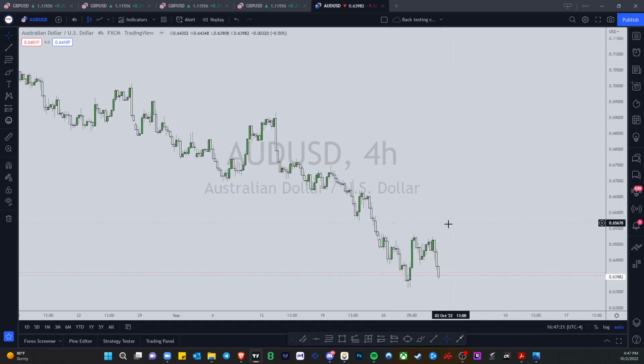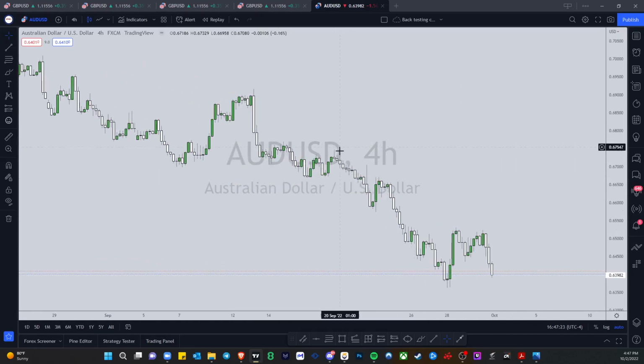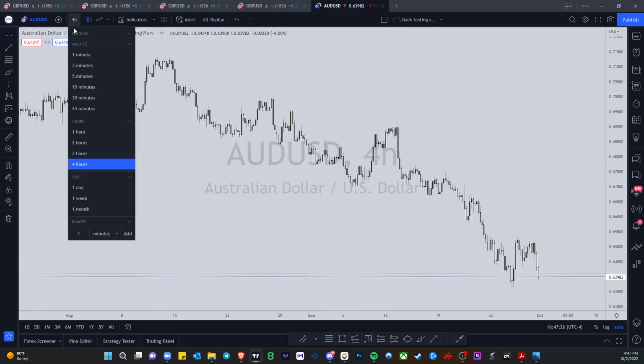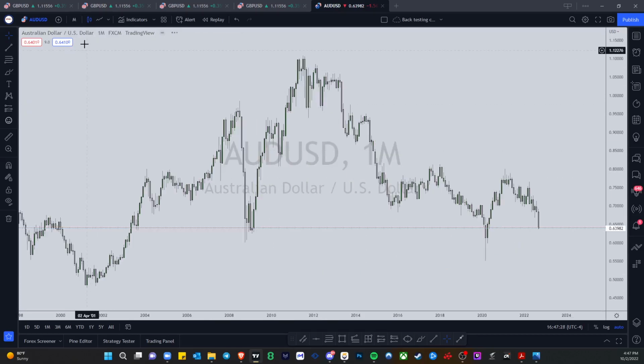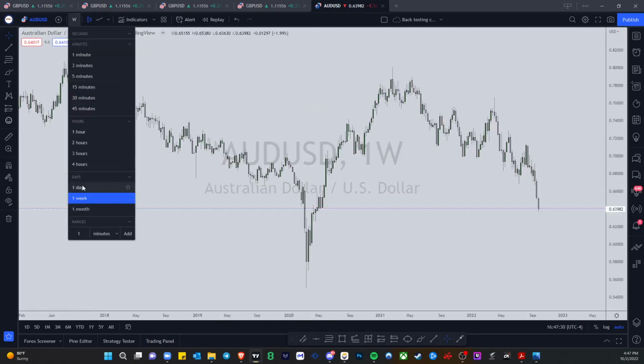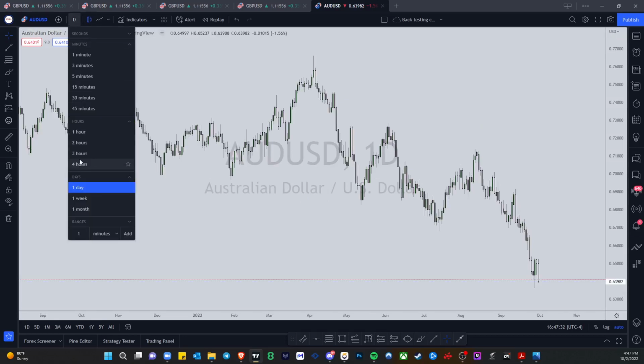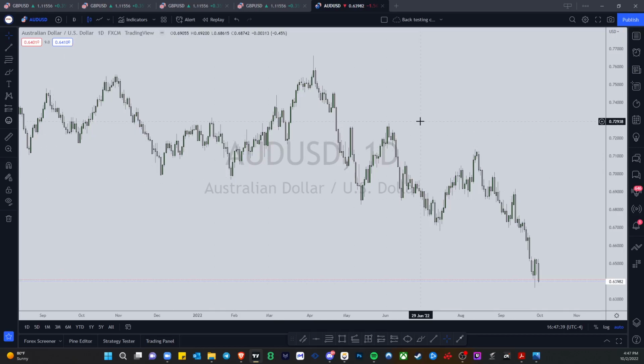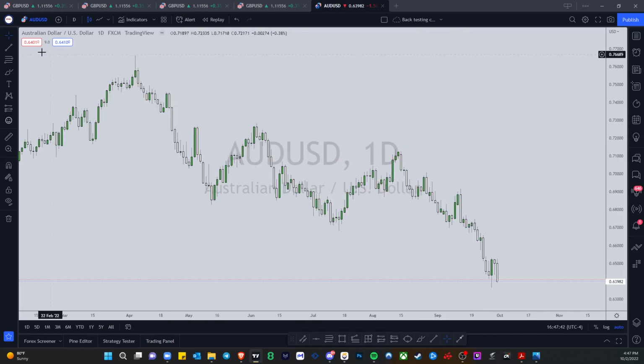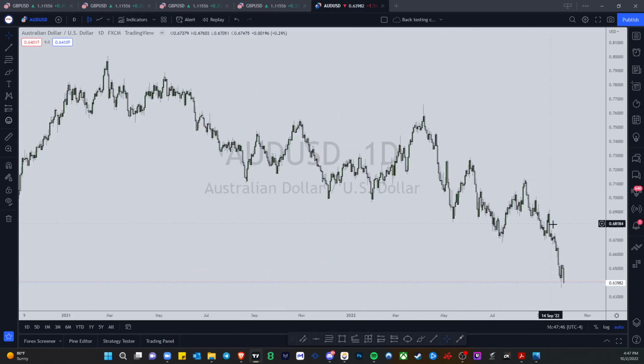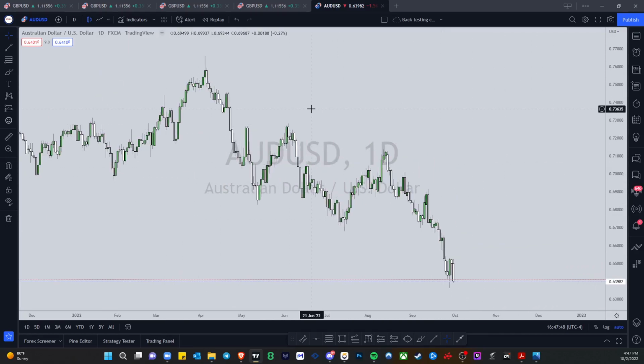In here, we're on a 4 hour chart. It gives you monthly, weekly, daily chart, 4 hour, 3 hour, 2 hour, 1 hour, and all these time frames you can use, and it's simpler to use. Right now, there's no indicator on my TradingView. I don't really use indicators, just straight price action.